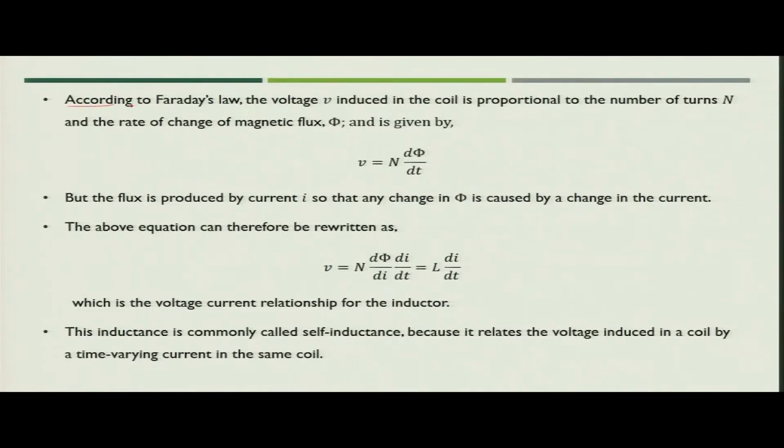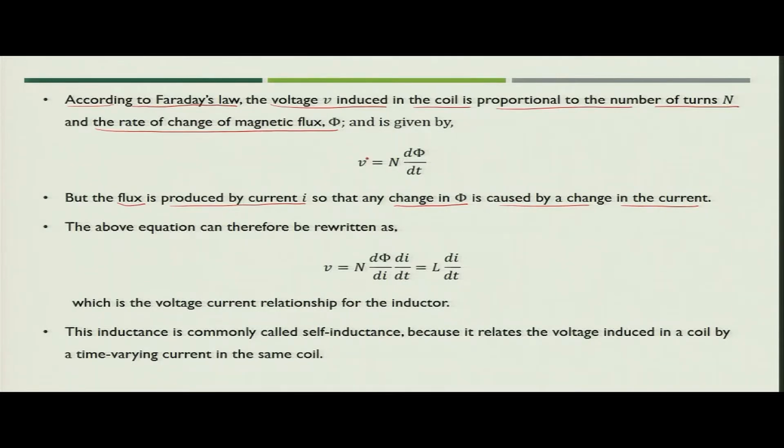If you remember Faraday's law, it says that the voltage induced in the coil is proportional to the number of turns and the rate of change of magnetic flux. So, how can we write it? The induced voltage V is nothing but N d phi by dt. Now, the flux is produced by current I. Therefore, we can also say that any change in phi is caused by the change in current.